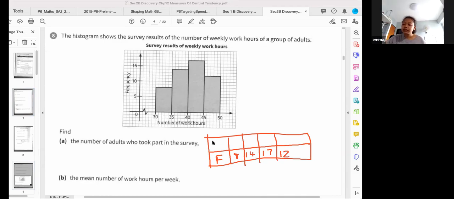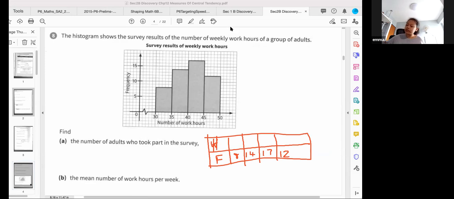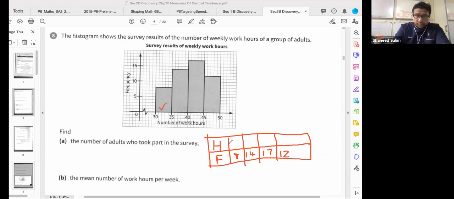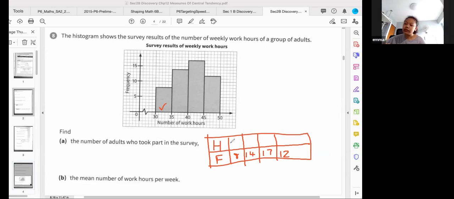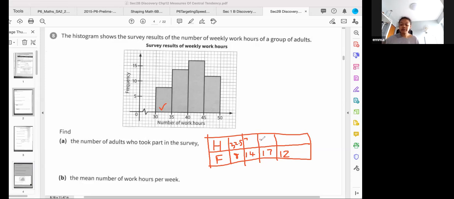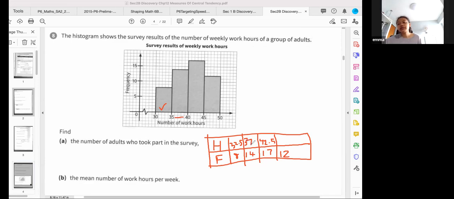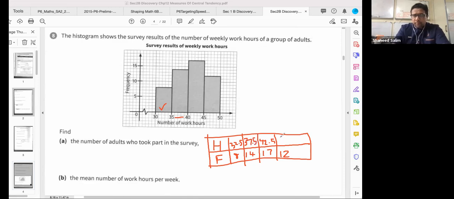Now on top here is the value range, number of work hours. But remember, we put H for hours. Remember there is a range down here, so you have to take the middle value, which is how much down here? First one. Can you tell me? This one, what's the middle value? 32.5. Okay, good. Next one. 42.5. 42.5 is down here. The one in between, 35 to 40, this one. 37.5. Okay, and then the last one, 47.5.